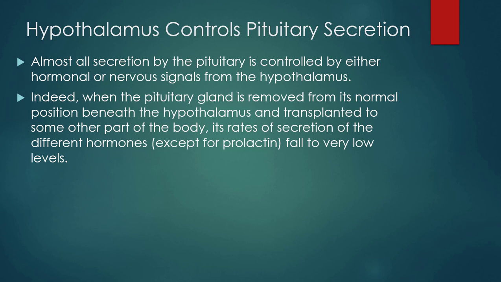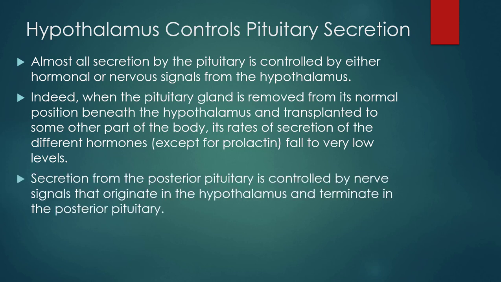Indeed, when the pituitary gland is removed from its normal position beneath the hypothalamus and transplanted to some other part of the body, its rates of secretion of different hormones, except for prolactin, fall to very low levels. So it shows that when it is implanted in another region of the body and its connection to the hypothalamus is cut, its secretion becomes very markedly decreased.